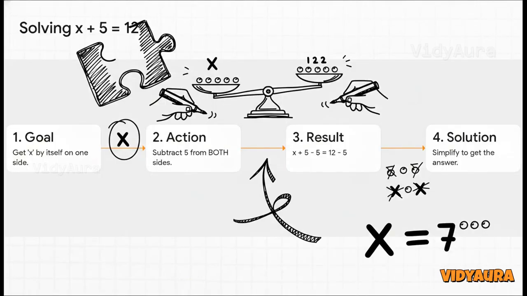So let's jump back to our first puzzle. X plus 5 equals 12. Remember, our main goal here is to get x all by itself on one side of the scale. So how do we get rid of that plus 5? Well, we do the opposite.